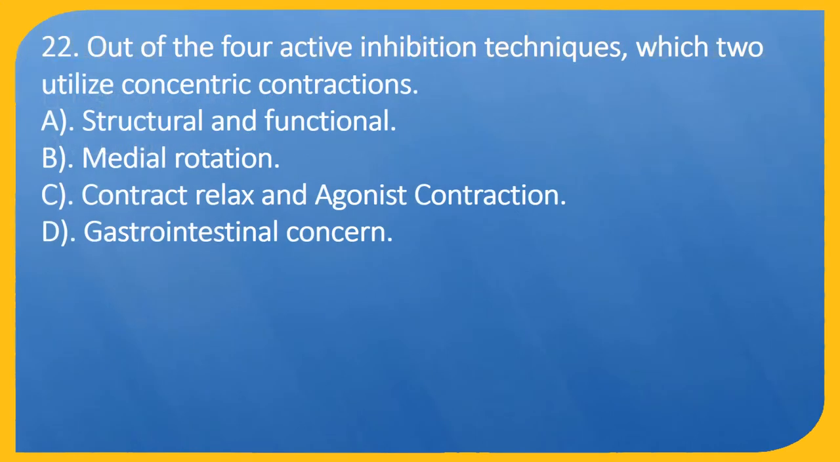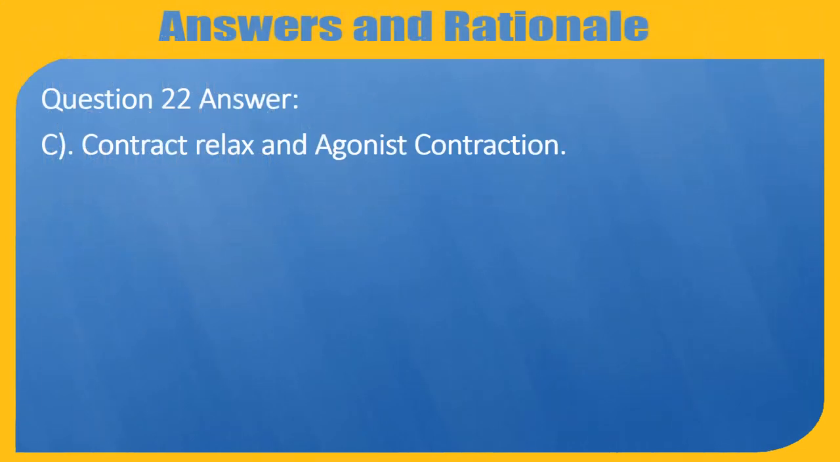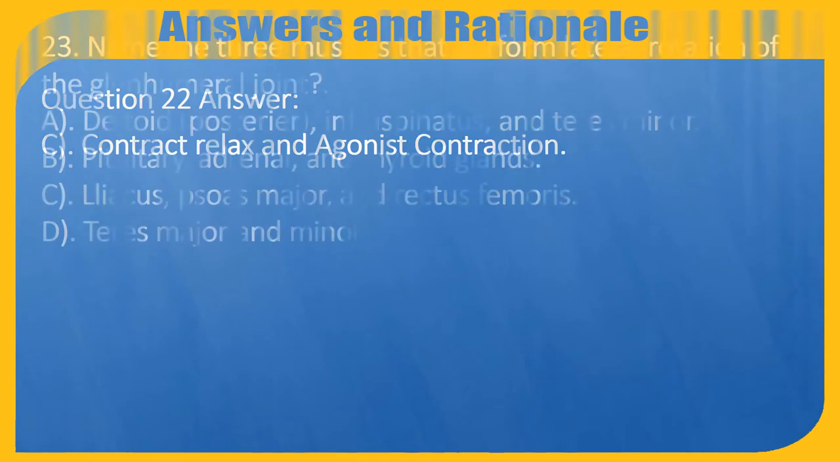Question 22. Out of the four active inhibition techniques, which two utilize concentric contractions? A. Structural and functional. B. Medial rotation. C. Contract relax and agonist contraction. D. Gastrointestinal concern. Question 22. Answer. C. Contract relax and agonist contraction.